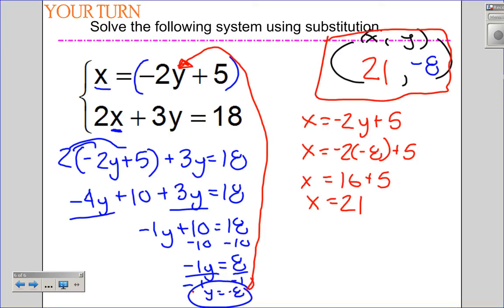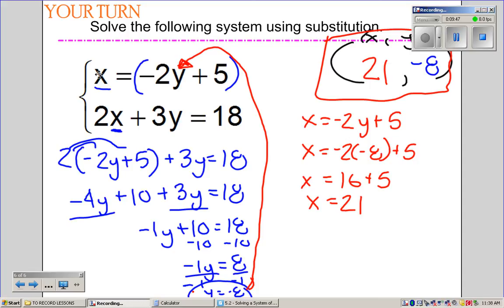Now, I could have graphed that. I could have solved it many different ways. Graphing 21, comma, negative 8, I would need a pretty big piece of graph paper in order to do that. That's why substitution allows us to quickly and easily solve many equations when we see that one of the equations is written for one of the variables.